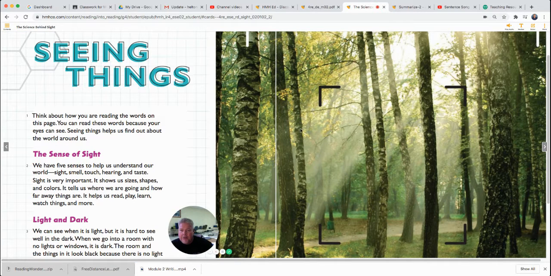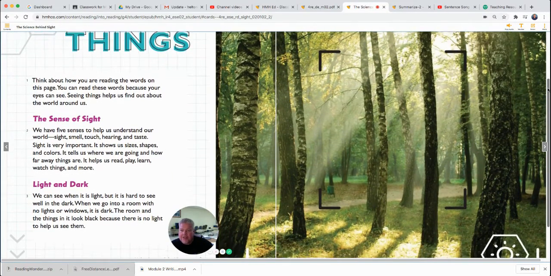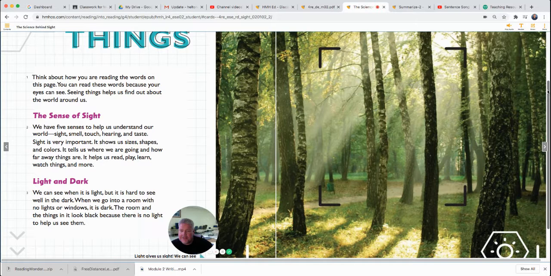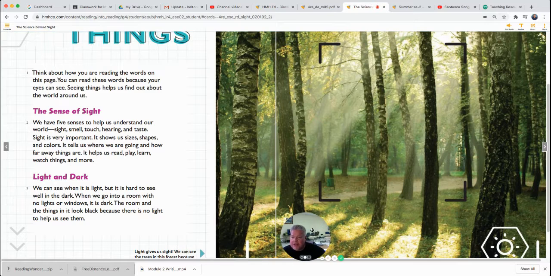All right, seeing things. Think about how you are reading the words on this page. You can read these words because your eyes can see. Seeing things helps us find out about the world around us. The sense of sight. We have 5 senses to help us understand our world: sight, smell, touch, hearing, and taste. Sight is very important. It shows us sizes, shapes, and colors. It tells us where we are going and how far away things are. It helps us read, play, learn, watch things, and more.